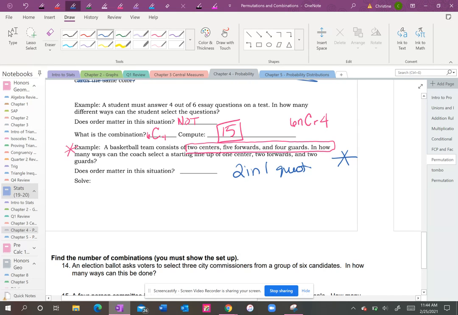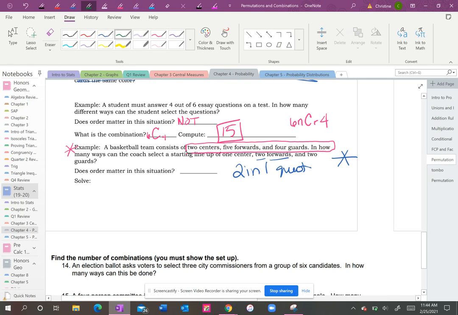It wants to know how many ways can the coach select a starting lineup of 1 center, 2 forwards, and 2 guards. Now, the 1 center, that's an individual person. But the 2 forwards, it does not matter who gets picked first or second. You're still the forwards, no matter what. You don't get assigned roles, like you're not a special forward. So you're going to do 3 separate combination problems.